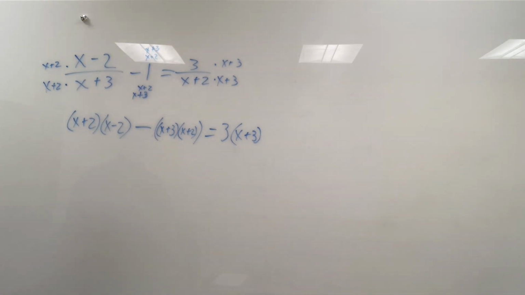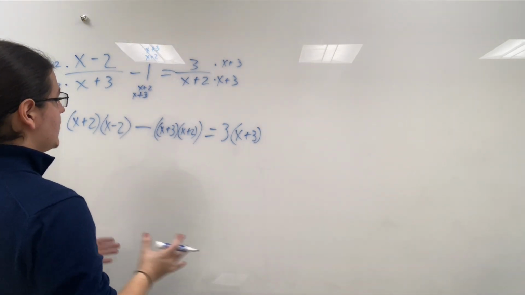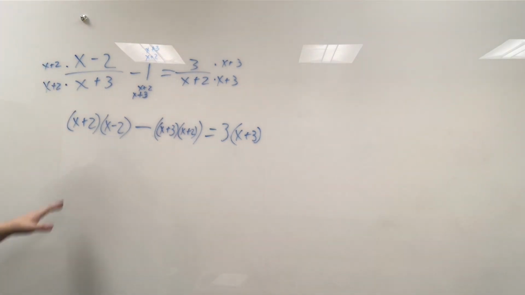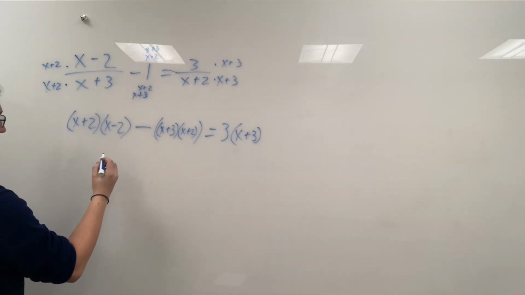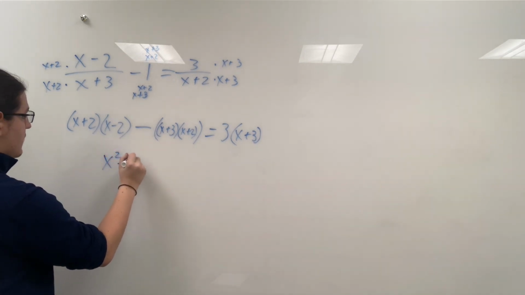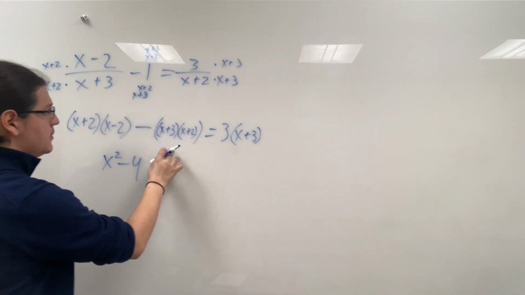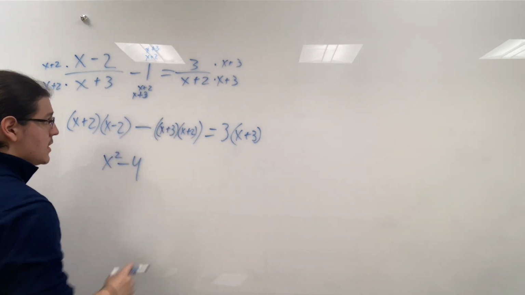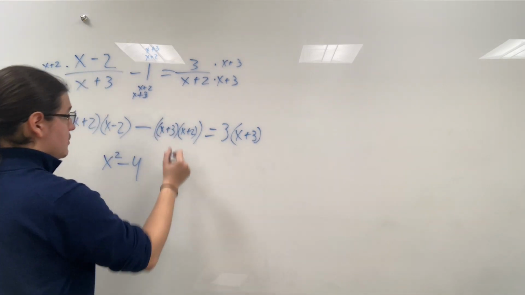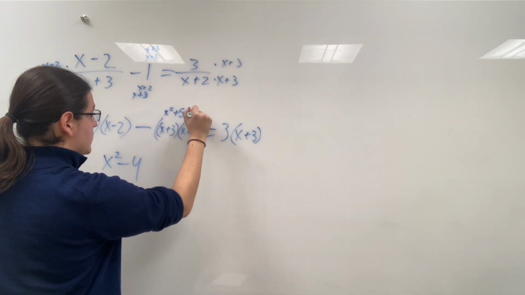So, what the heck, man? But you know what? Let's just do it. X plus 2, x minus 2, that's perfect square. Don't got to do any foiling with that. That's just going to be x squared minus 4. Now, x plus 3 times x plus 2, so x squared, these two terms together, which is going to be 5x, and 3 times 2. So this is going to be x squared plus 5x plus 6.